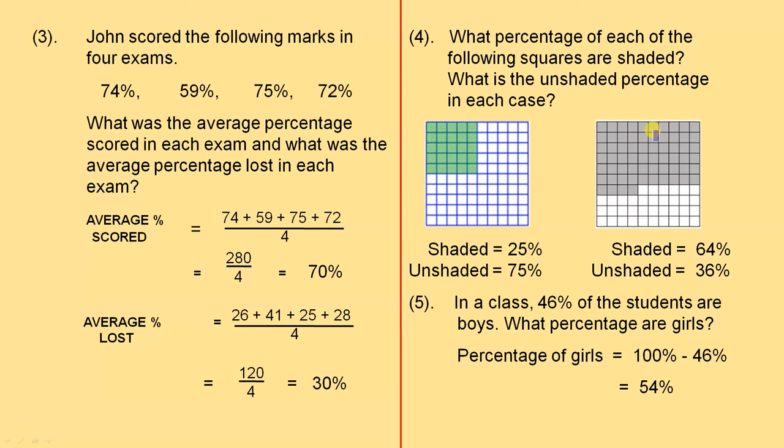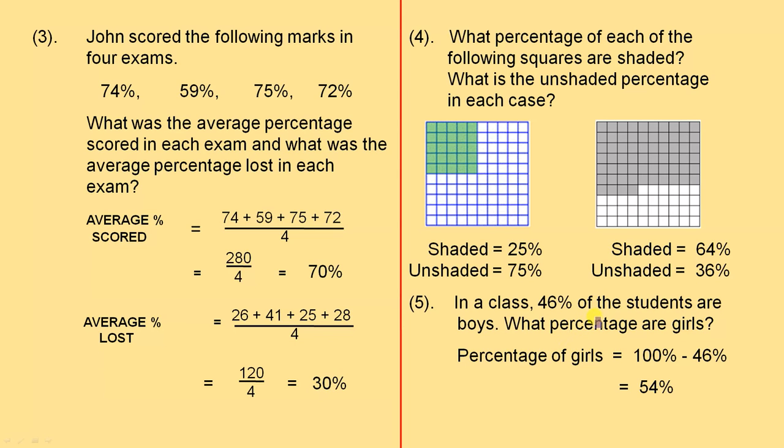Over here, if we add up all those shaded ones there, those grey ones, and remember when you look at the number of small squares, that gives you 100 also. So the shaded ones were 64% and the unshaded 36%. It's very easy when the total number of squares is 100. You get the answer straight away.